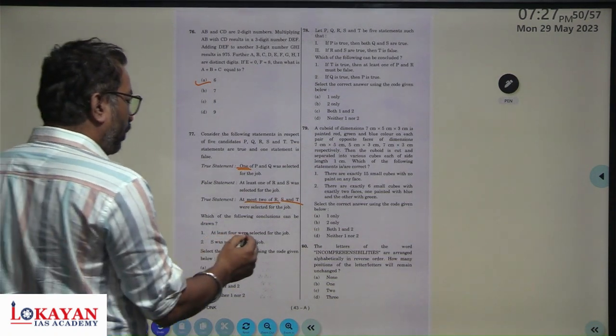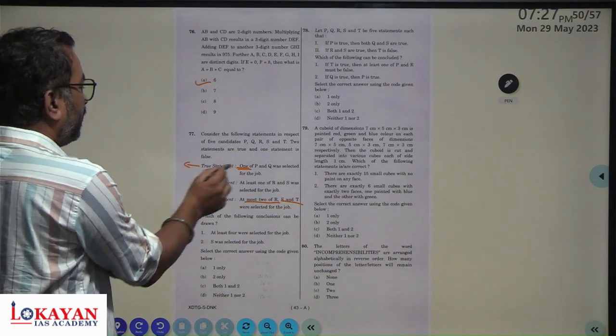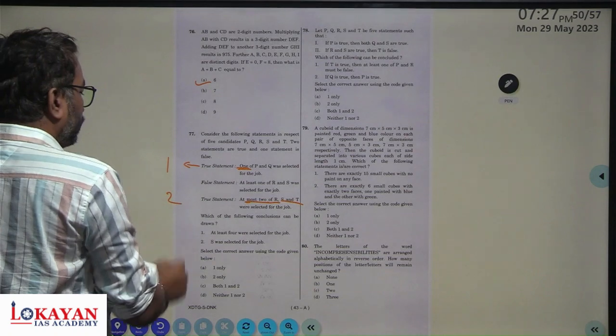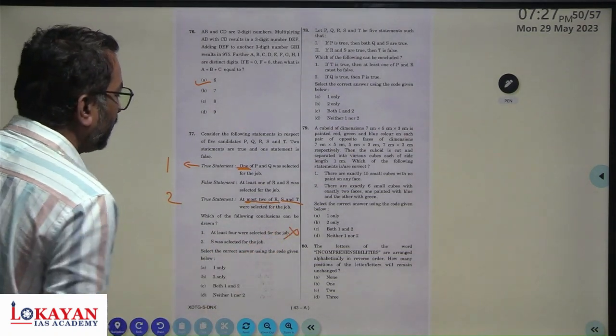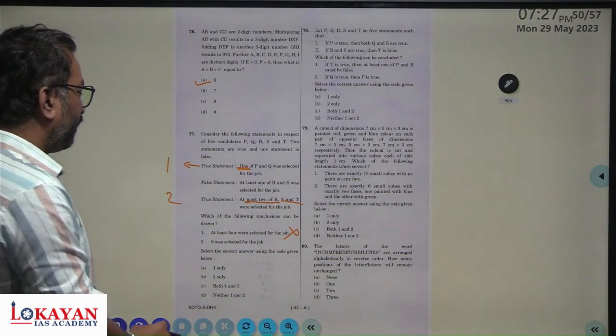At least 4 were selected for the job. Now, one true statement says only 1 and another true statement says at most 2. So how can at least 4 be selected for the job? So the first statement is in itself wrong. S was selected for the job.